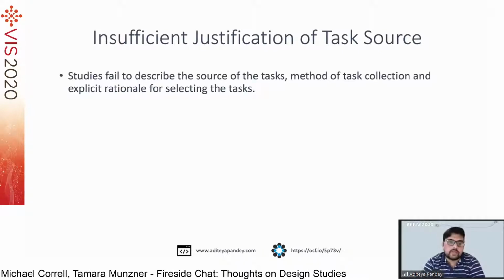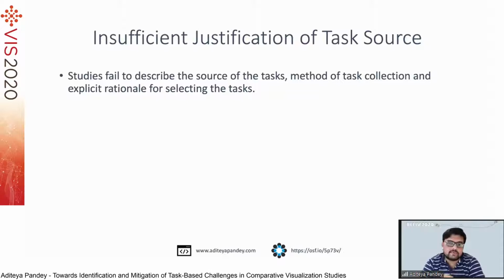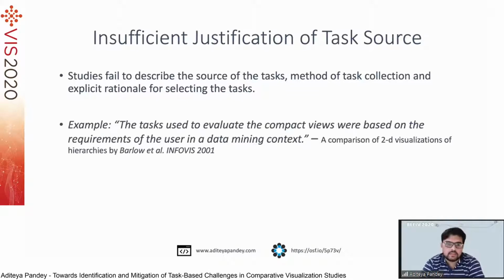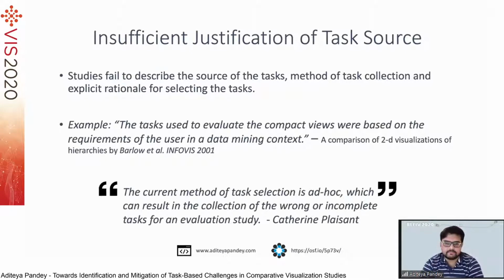I saw, when we were analyzing, a lot of studies fail to describe the source of the task, the method of the task collection, or sometimes they don't even provide an explicit rationale for selecting the tasks. For example, in this paper, we saw that the authors were just using this particular statement to justify the selection of the task. They said that the tasks were selected based on requirements of a user in a data mining context, but no additional information was provided to help the end user or the researcher who's analyzing the study to get more sense of why these tasks were selected.